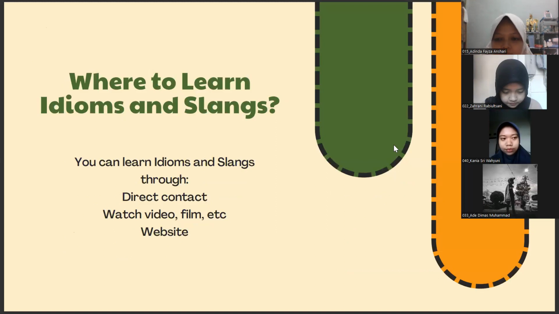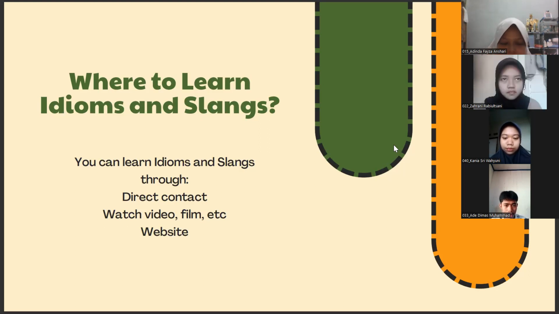All right, thank you. Here I will explain about where to learn idioms and slang. You can learn idioms and slang by direct contact, I think. Direct contact means you can have direct contact with people who speak English, or you can use the OMTP and talk directly to them, and you can try practicing with your friends.